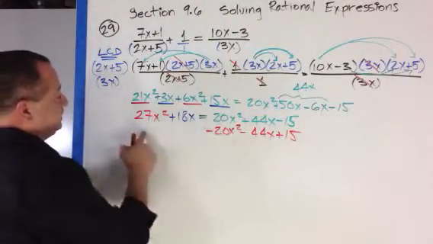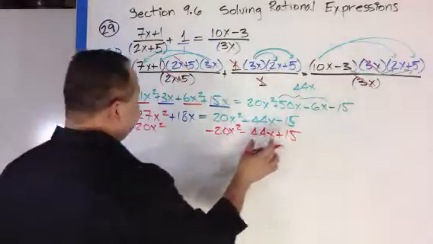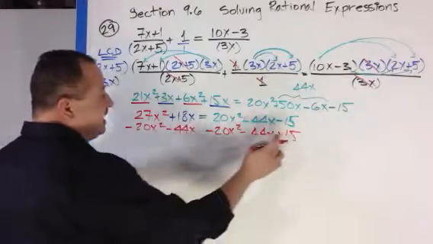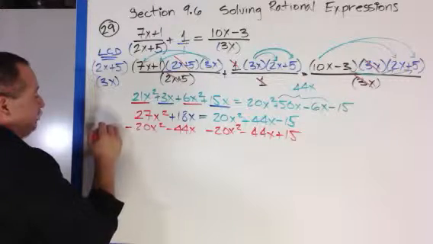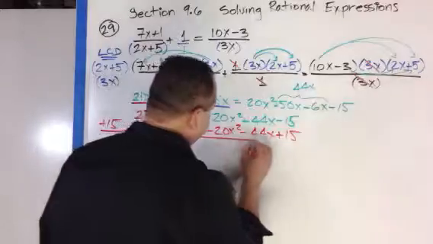So I'm going to go ahead and put this guy underneath this one. So I'll put minus 20x squared. This 44x I'm going to put minus 44x. And this 15 won't match anything, so I'll put it kind of far off over here, so it'll be a plus 15. I'm going to underline everything here.